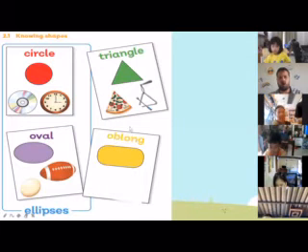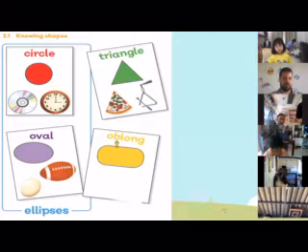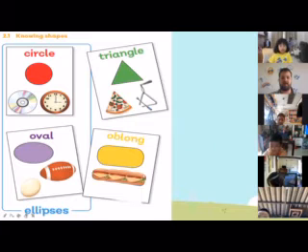oblong. Oblong. Okay, let's spell oblong. So it's O, B, L, O, N, G. Oblong. Okay, let's look at our objects that are in the shape of an oblong. So we have a sandwich. Sandwich. And a paper clip.